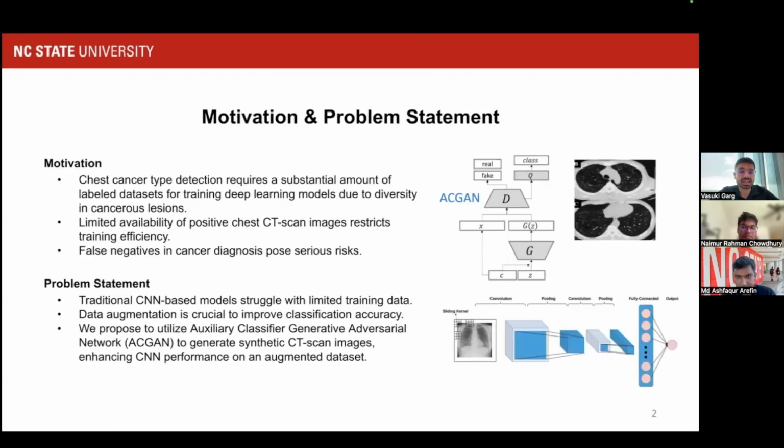We want to improve chest cancer type detection and create an automatic tool for it, because manual cancer detection is tedious and prone to human error, due to the diversity in the cancerous lesions, which occurs because of the different types of cancers, patient types, and also the stage. While addressing this, we also want to improve the performance of the models by addressing the limited availability of data, and in turn increase recall and reduce false negatives.